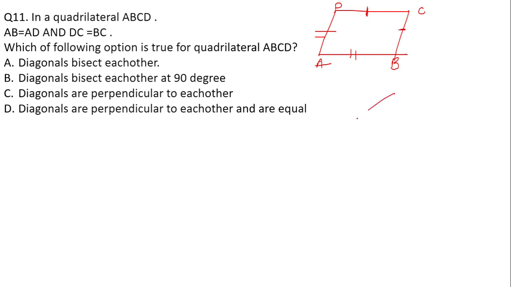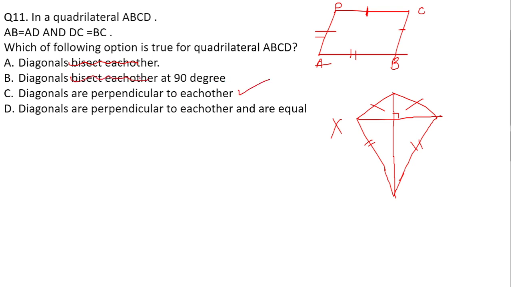Hence this is a kite. We know that in a kite the adjacent sides are equal, it means this side is equal to this and this one is equal to this one. Here the diagonals of the kite are actually perpendicular to each other. They do not bisect each other. Please make a note of it, that the diagonals are not going to bisect each other. They are perpendicular to each other at 90 degrees.